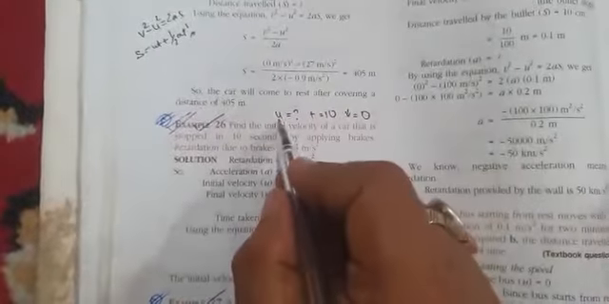So v equals to u plus at, you can use simply. Because u is not asked, t is given, v is given, and a is given. So v equals to u plus at. Yes or no? As simple as that. Is there any problem in this? There shouldn't be.